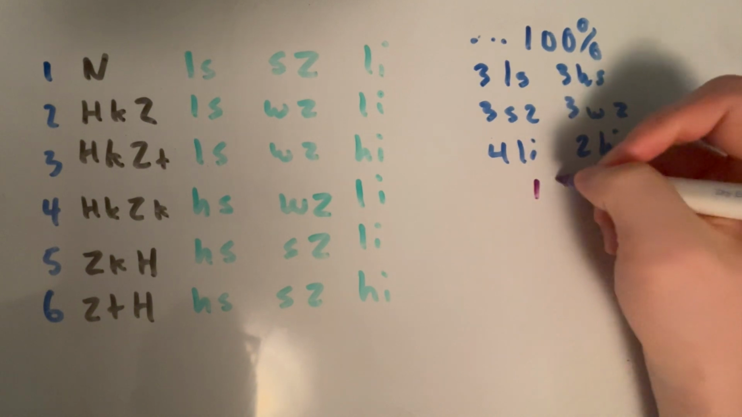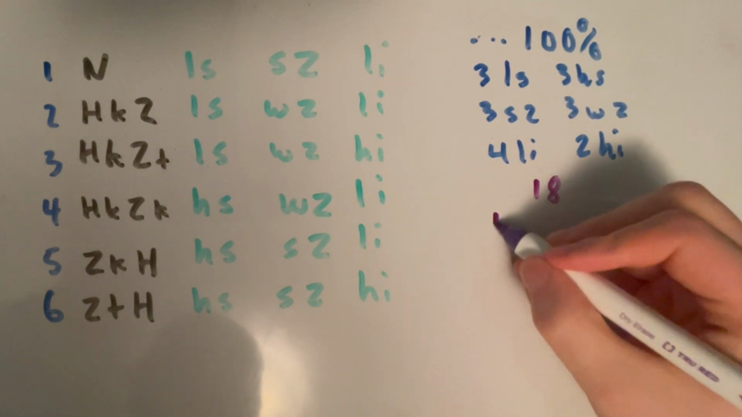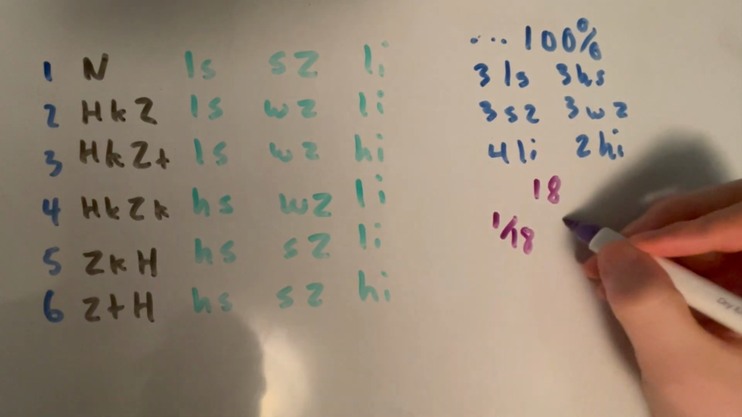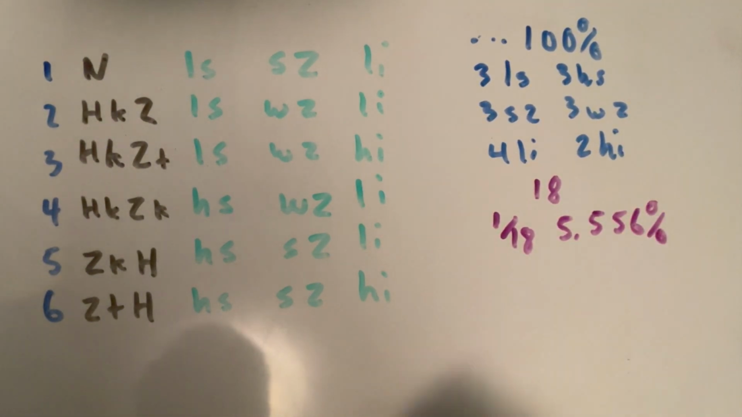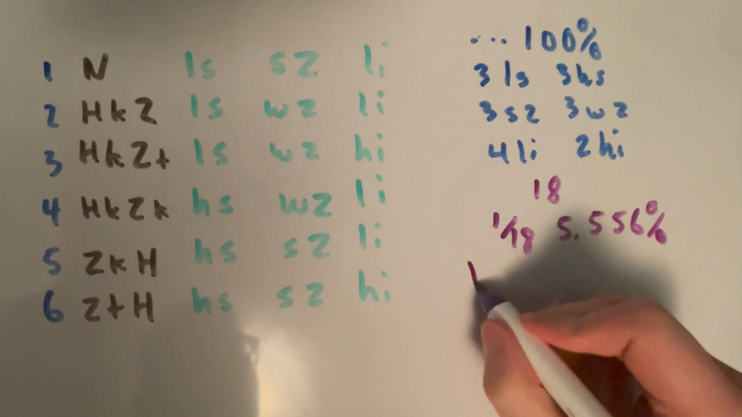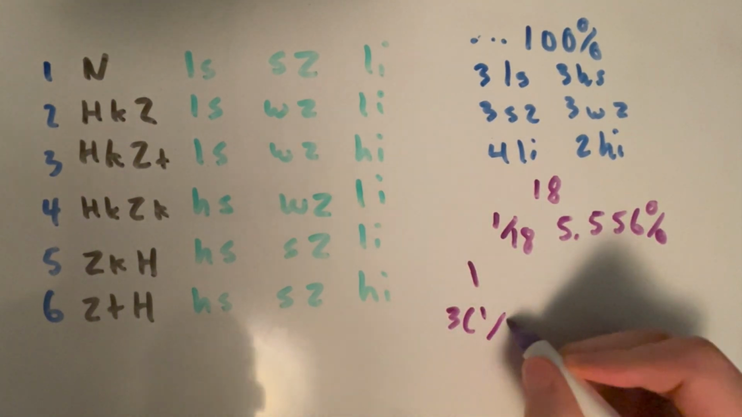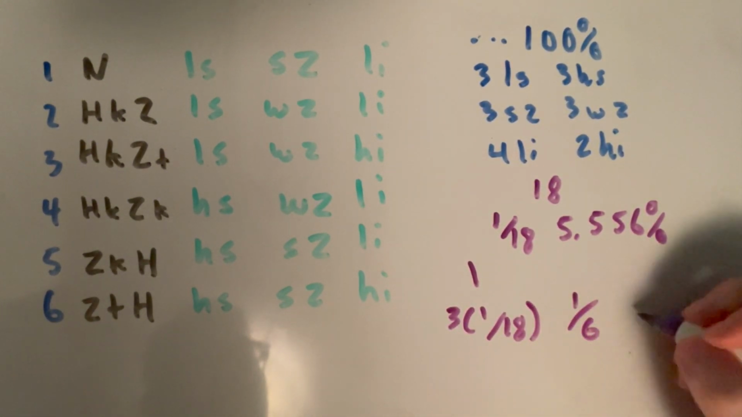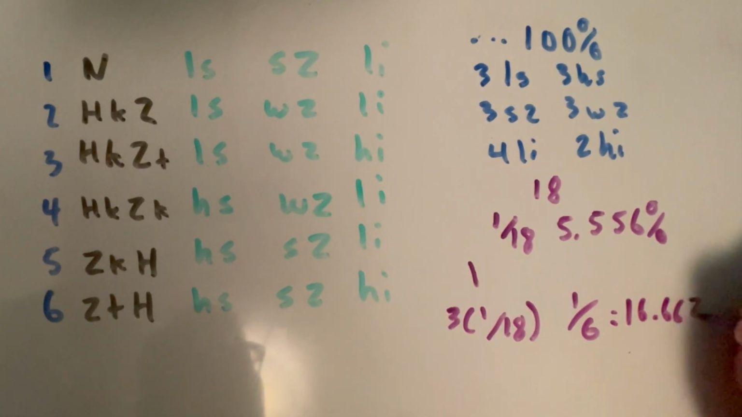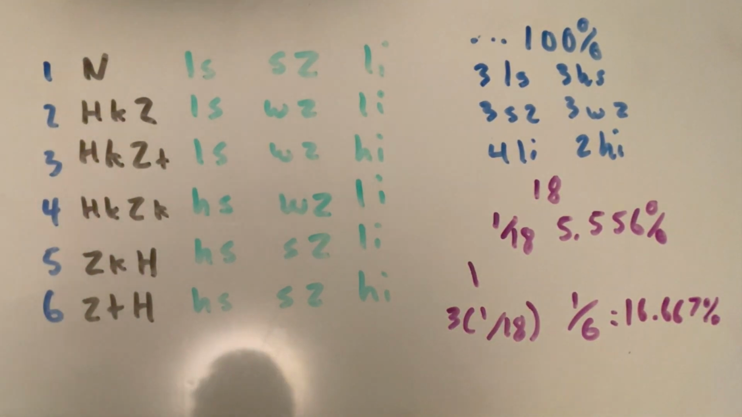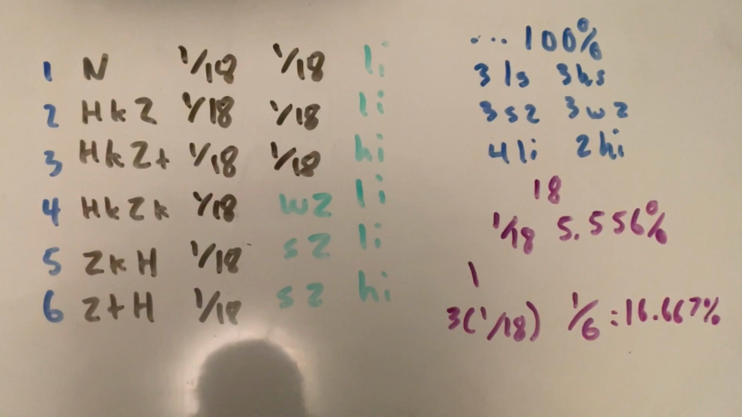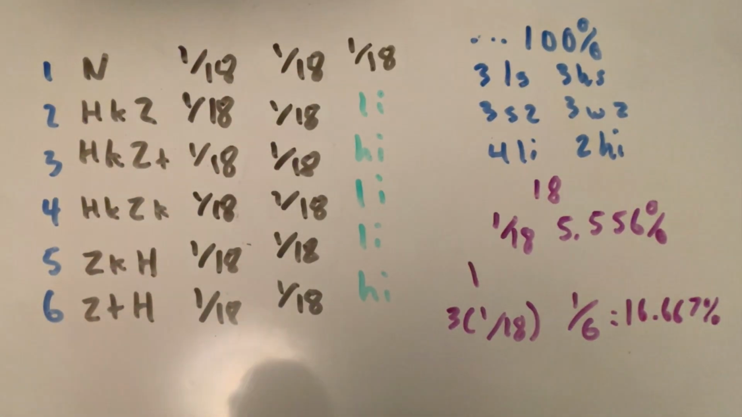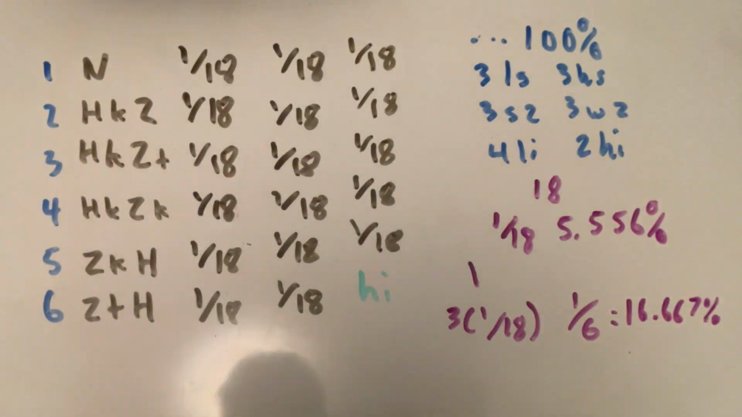That totals 18 criteria, with 1 over 18 equals 5.556%. Therefore, if every value was 1 on the 0 to 2 scale, each outcome should have 3 over 18, or 1 over 6 chance, equaling a 16.667% chance. This is represented by a 1 over 18, 3 times over for each outcome.